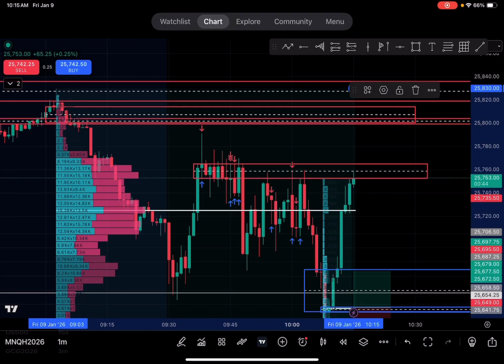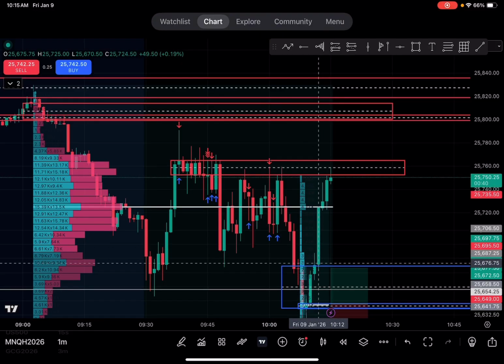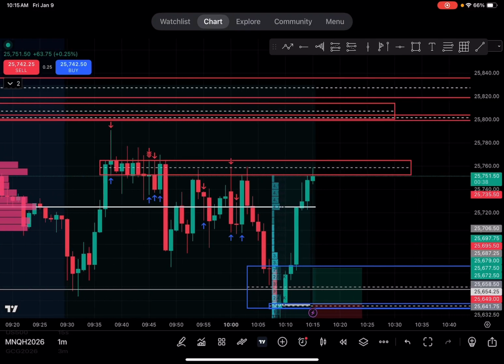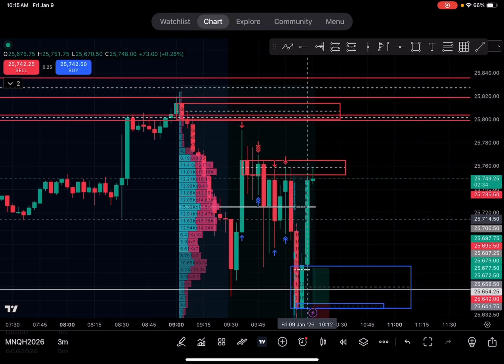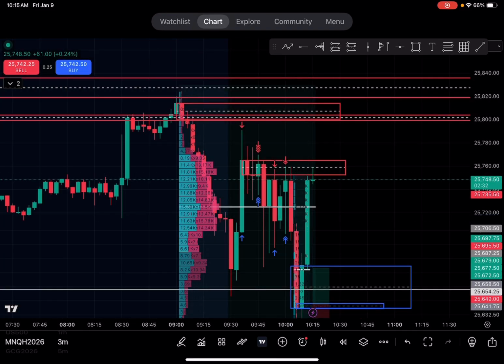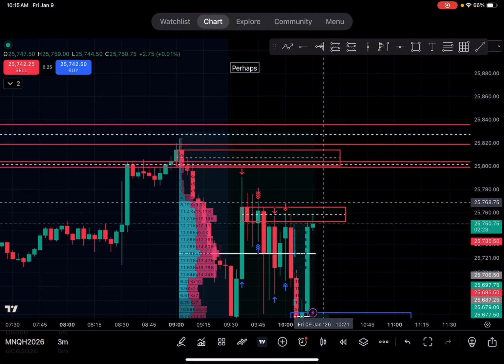Okay, this is the entire profile. It's buffering out to say range. And then we have our profile from the recent low, which is a strong buy.